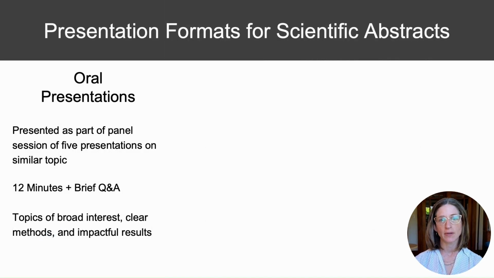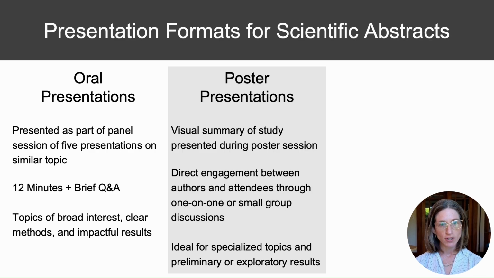Abstracts on topics that will be of interest to a broad audience, use rigorous methods, and include impactful results and clear conclusions are well suited to oral presentations. In an oral session, scientific abstracts are grouped by common themes or topics to fill a panel of 5 presentations. Each presentation is up to 12 minutes in length, and then there's time reserved for a few questions after each presentation.